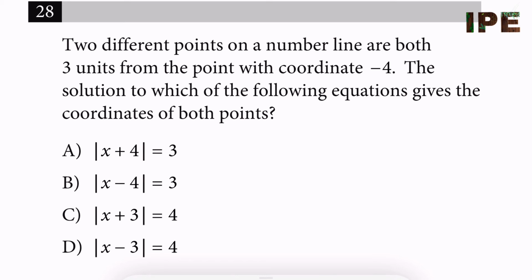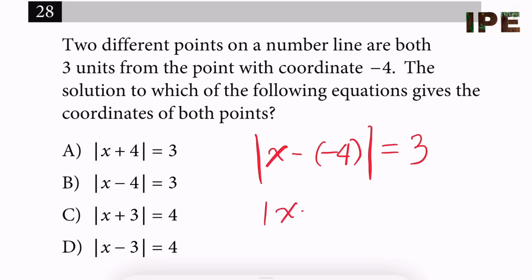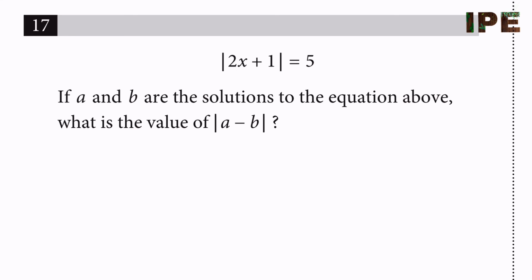So x and negative 4's distance between these 2 points, that means what? The absolute value of x minus negative 4 should be 3, by the definition of the absolute value of a minus b. So it is the absolute value of x plus 4 that is equal to 3. So what is the answer? A is the answer. It is a very simple absolute value equation.